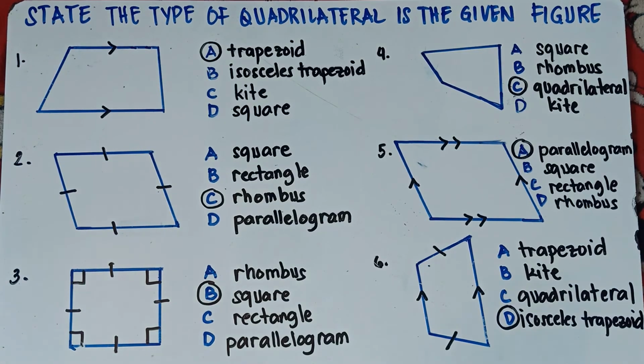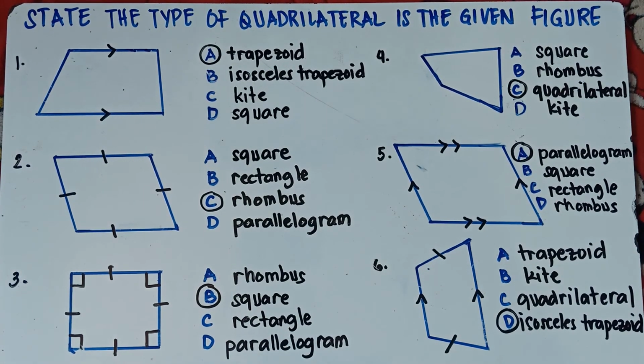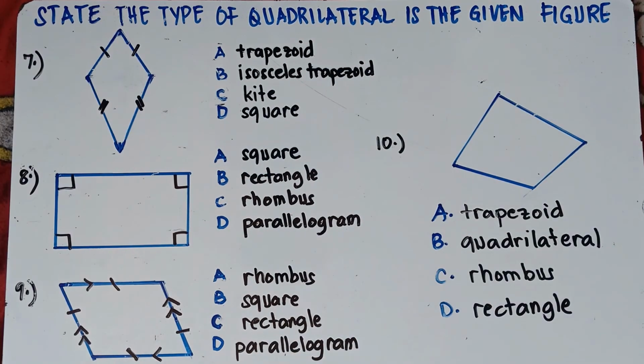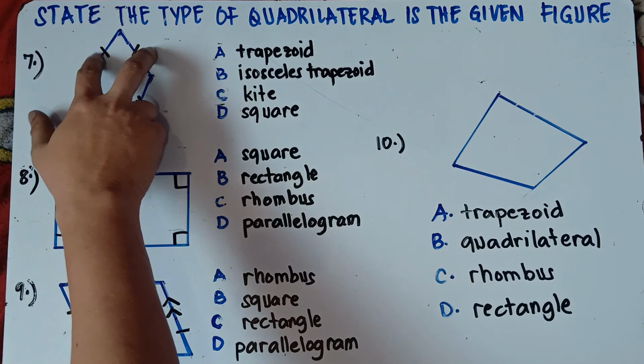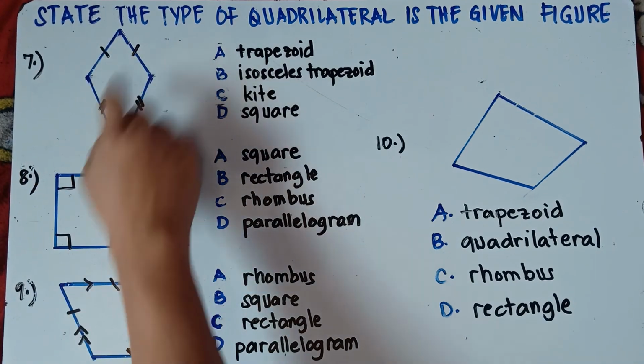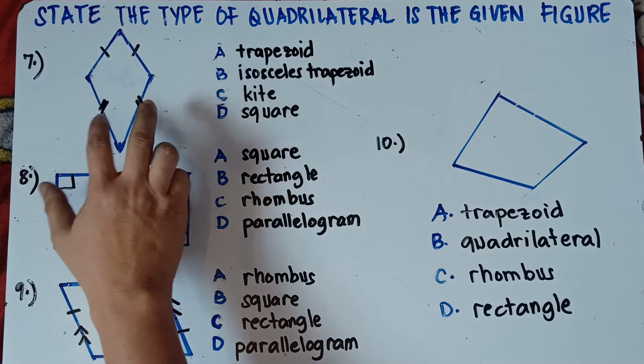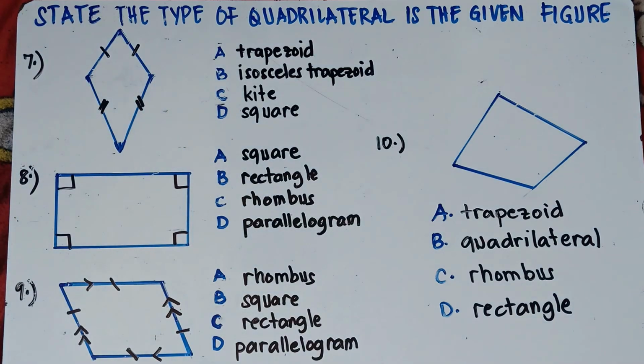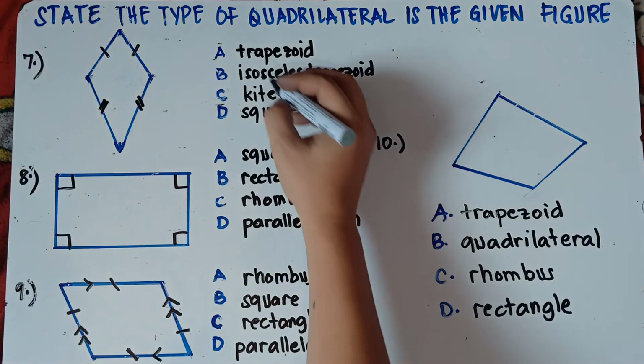Alright, so let's try another example, class, for you to really understand. Let's proceed now to number 7. Given 2 equal sides, this side is congruent to this side, and this side is congruent to this side. So once again, we don't have parallel sides. So is it A, trapezoid, B, isosceles trapezoid, C, kite, D, square? Of course, the answer is letter C because we don't have parallel sides. That's automatic. That's a kite.